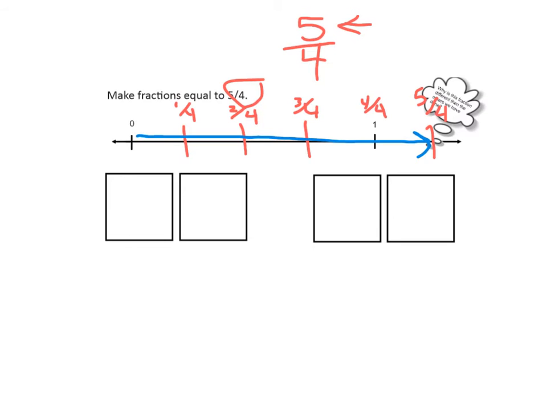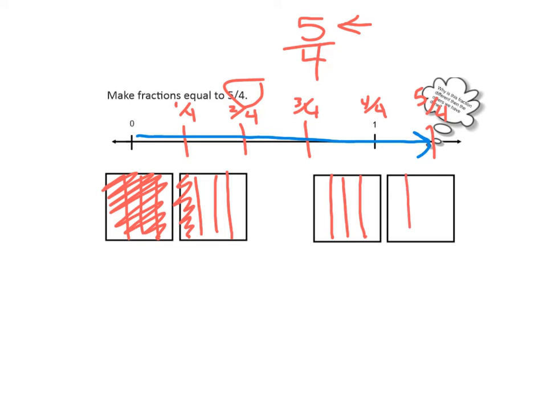So to make fractions equivalent to 5/4, we have to split it into fourths, and we have to shade 5 of them. So we have to shade the 4 here, the 1 whole. We have to shade 1/4 more. Okay, so we're going to do that to both of our things here.